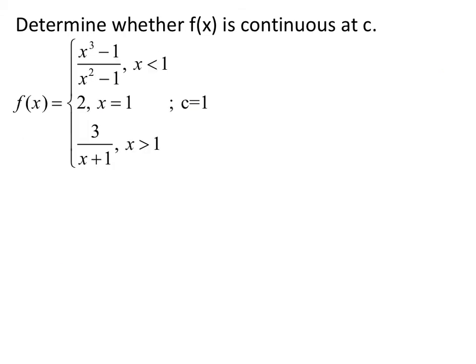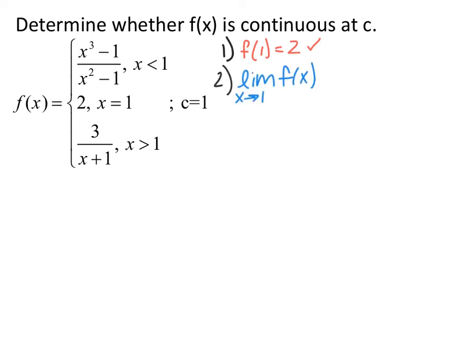Now we have a piecewise function and we want to decide if f of x is continuous at x equals c. In this case c is equal to 1, which is the break point of our piecewise function. Step 1 again is to find f of c, so go ahead and pause the video and find f of c. The piecewise function says that at x equals 1, y equals 2, so f of 1 is equal to 2, which means it exists. So we move on to step number 2, which is finding the limit as x approaches 1.